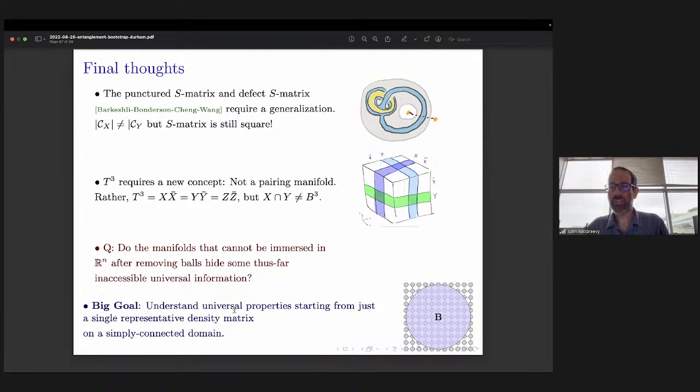And so this gives me some optimism that the kind of technology I've described actually can be ported to field theories with local degrees of freedom, but I don't know how to do it yet. This is an ambitious goal for the future. Okay, thanks.